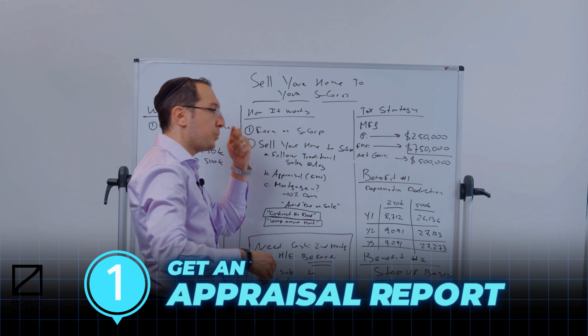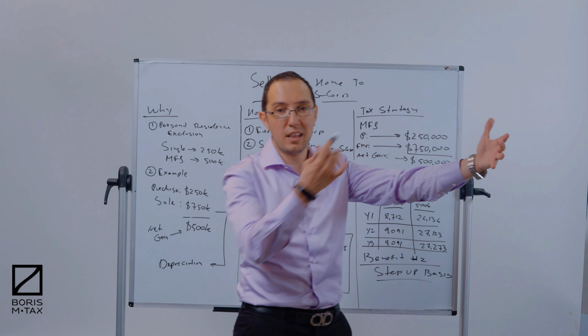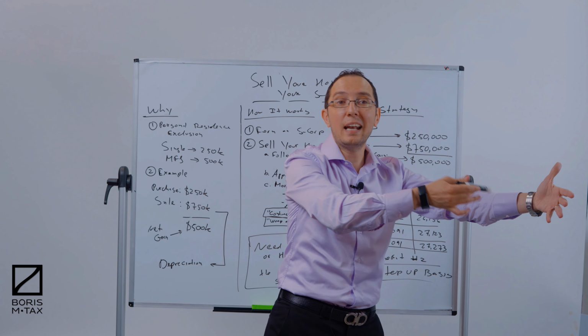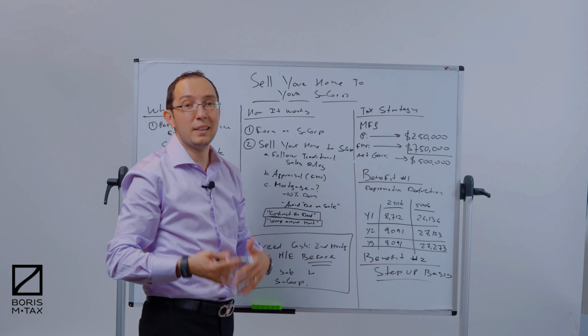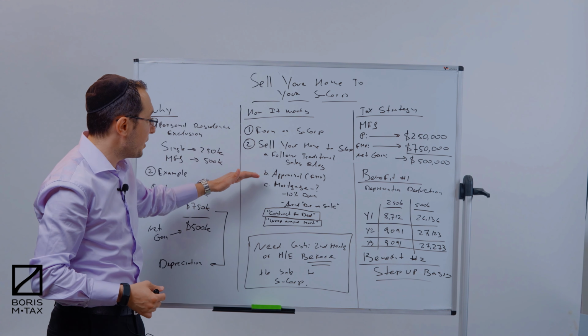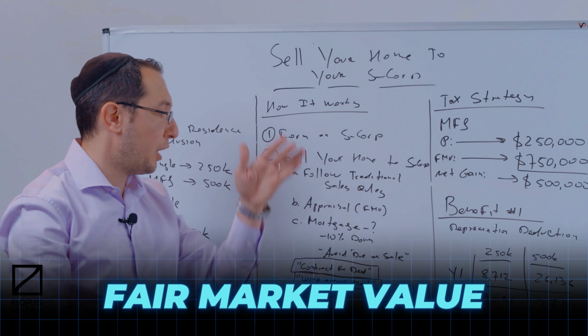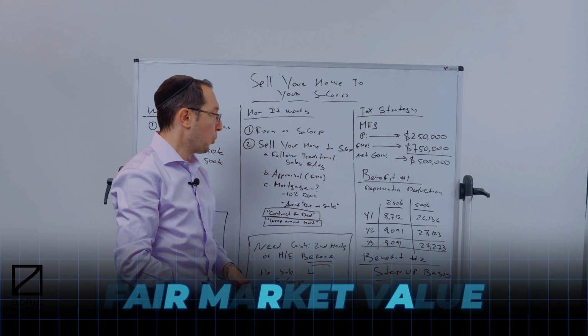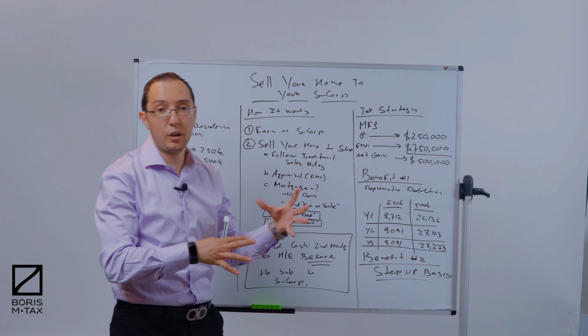Number one, get an appraisal report. If you were selling it to somebody else, that buyer, or your bank, would get an appraisal report to determine the fair market value. Once you determine that fair market value and you've got that appraisal report, what you want to do now is sell to your S-Corporation for that fair market value.